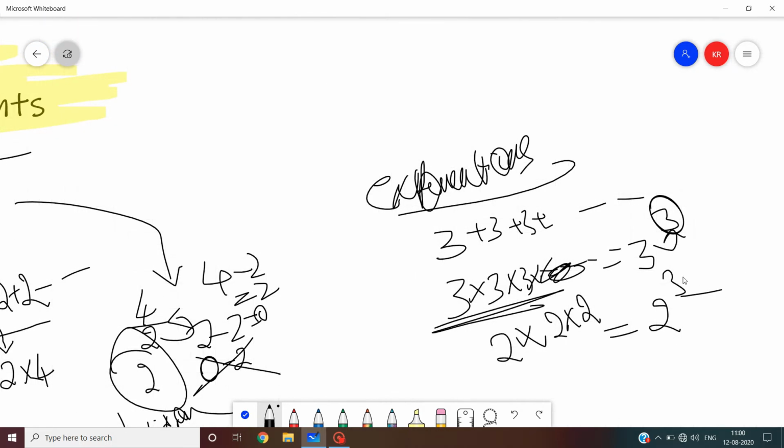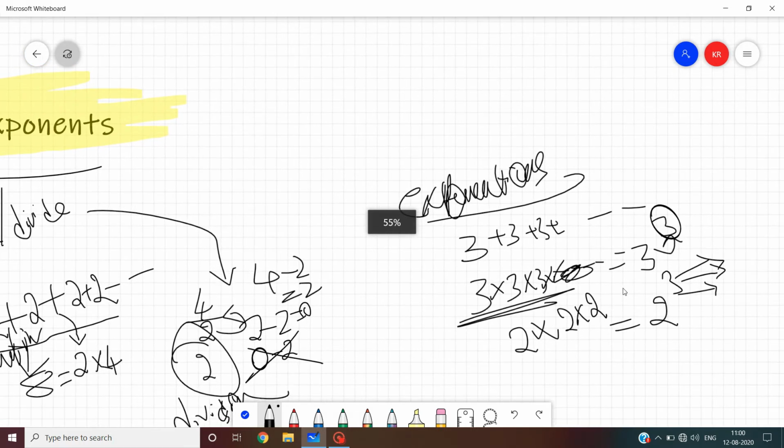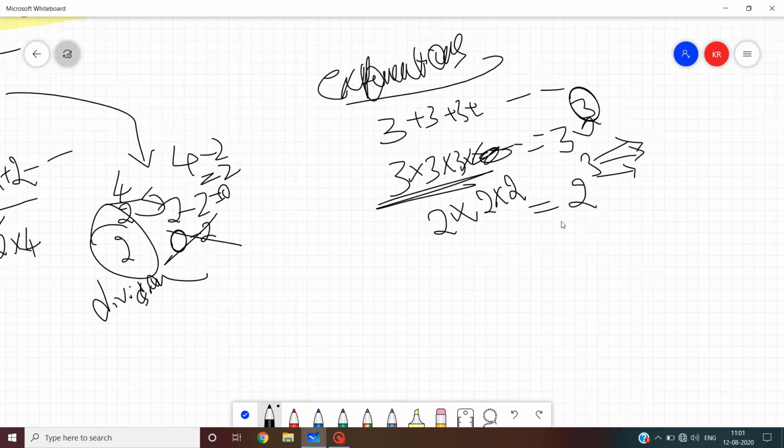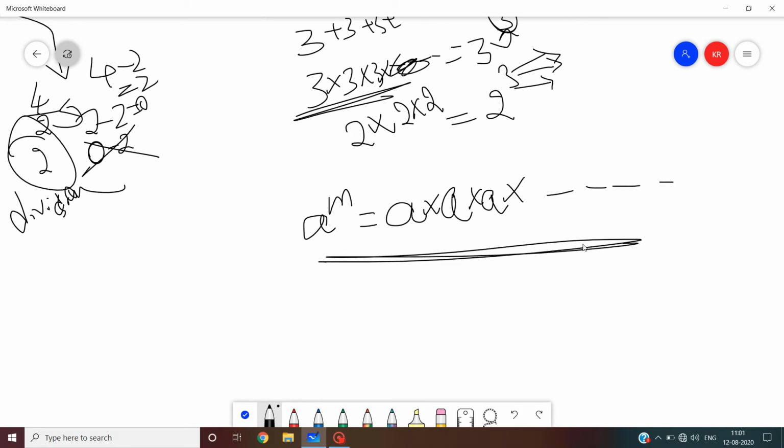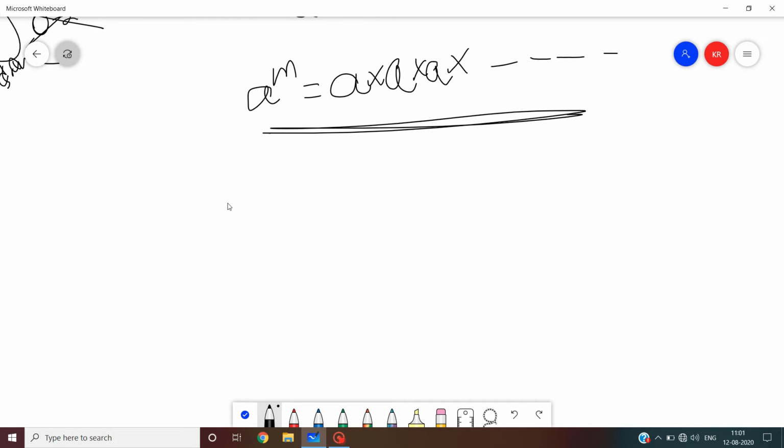We can call this indices or index, the plural being indices, or power, or by the technical term exponent. So this is called exponentiation. What if I take an algebraic expression like a power m? It means I have to multiply a repeatedly for m times. So this is called index notation. This is the basic thing.